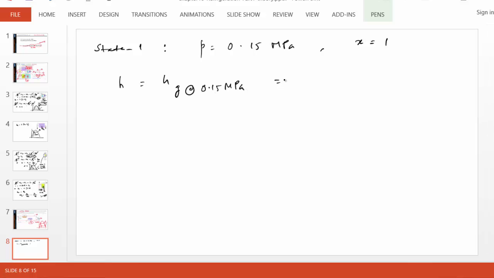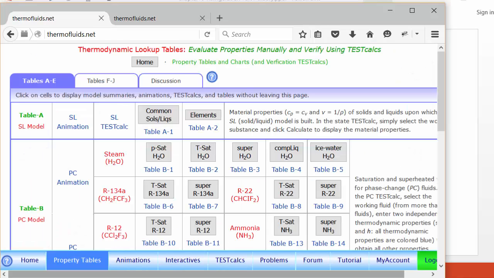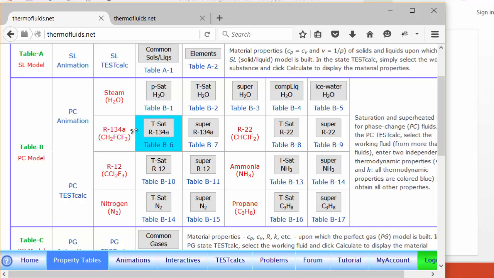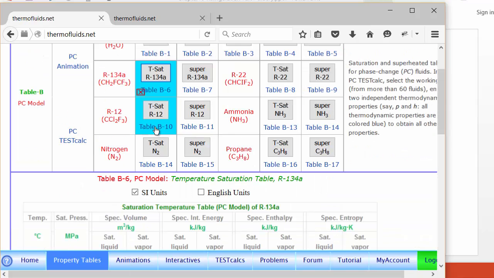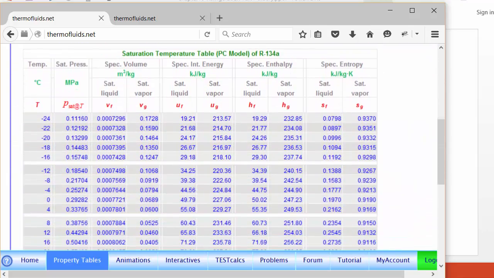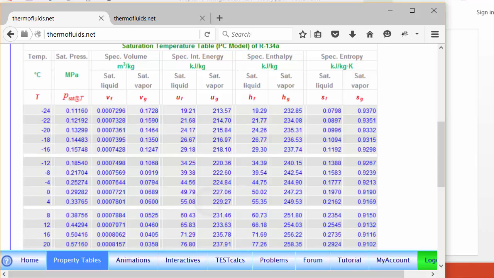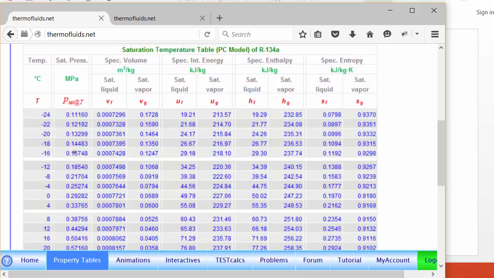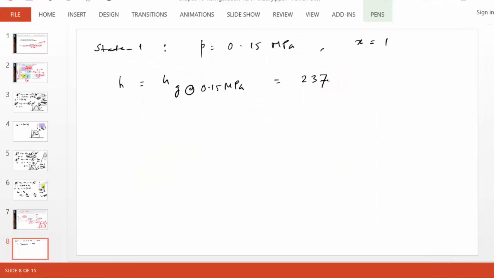So we go to the saturation table of the R134a PC model. R134a is here. There is no pressure saturation table here, just a temperature saturation table. So we look for 0.15 MPa. It's in between these two, so we are looking for enthalpy, between 236 and 237. So let's call it 237. We just write down 237 as our answer.